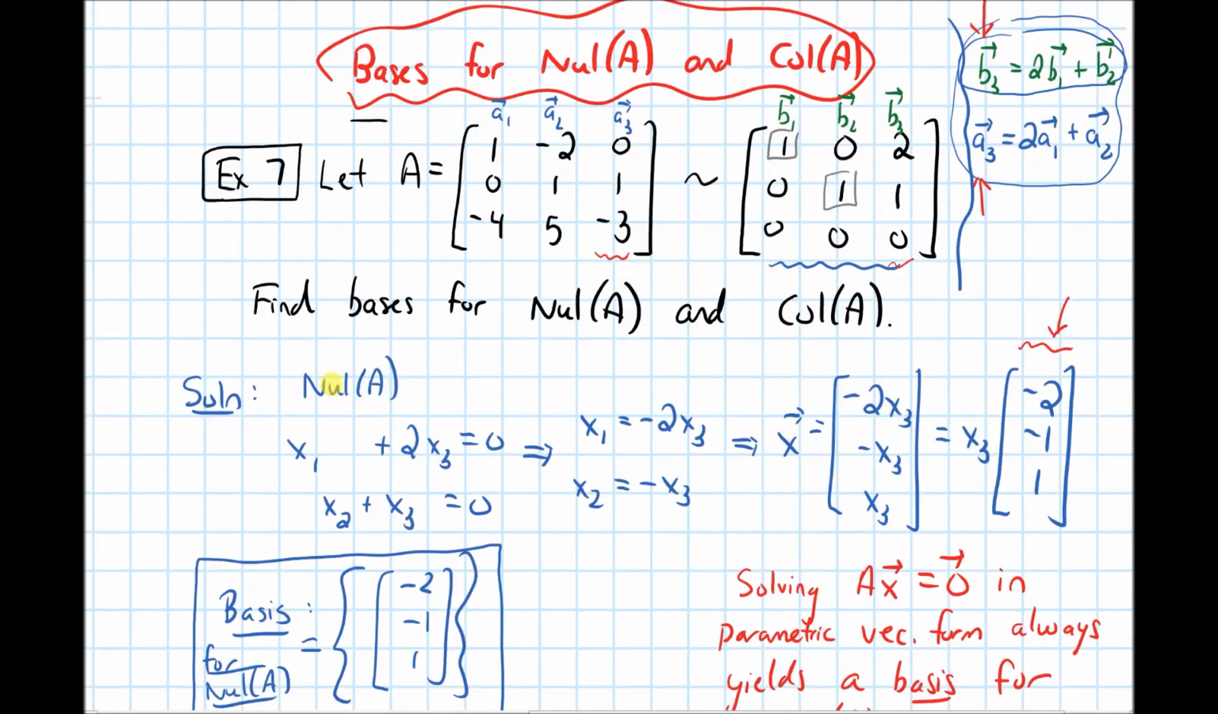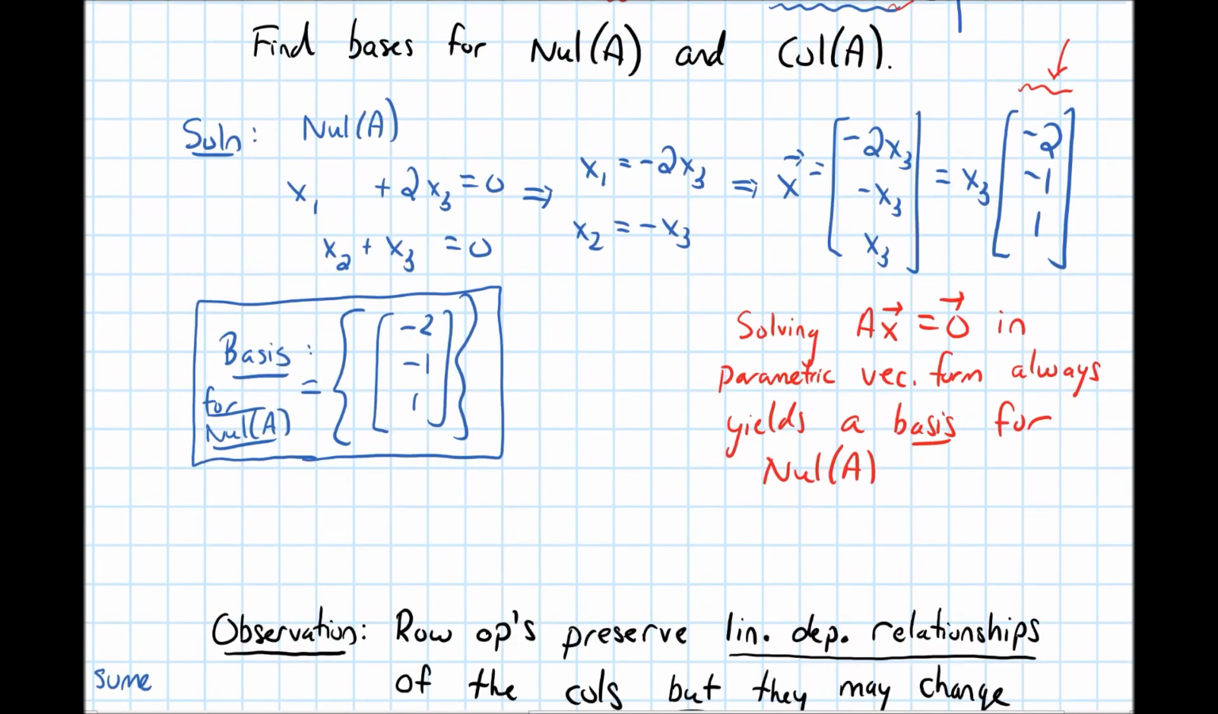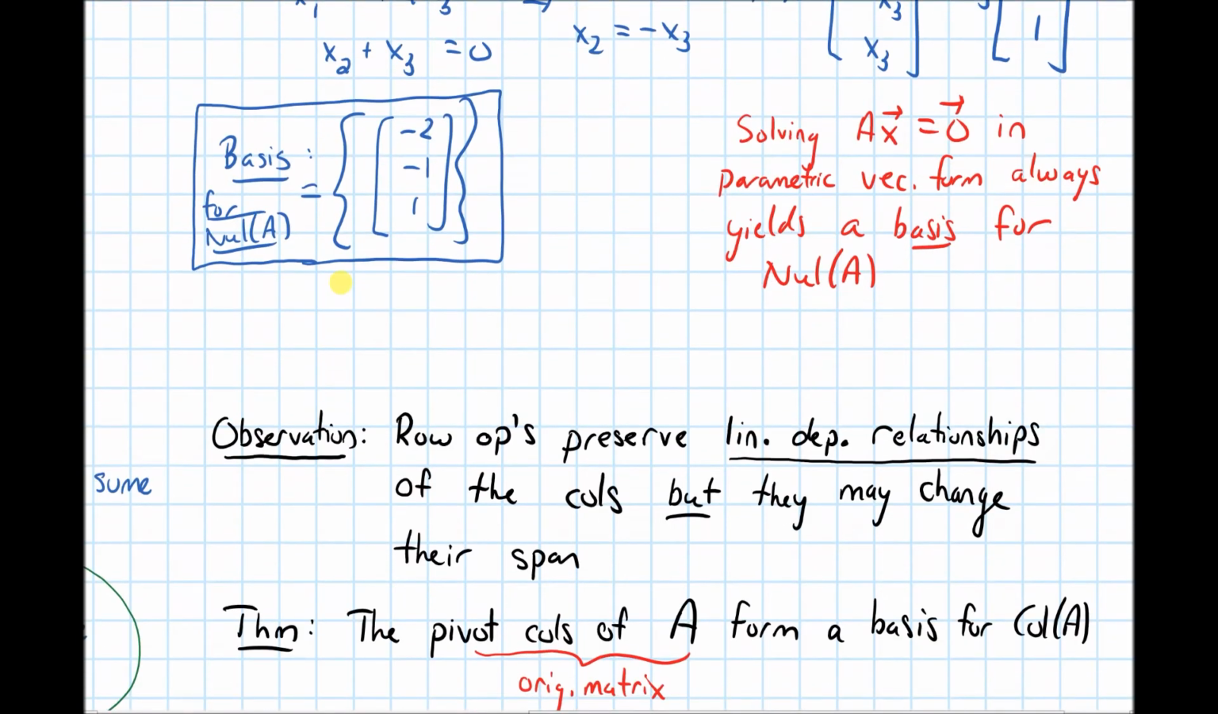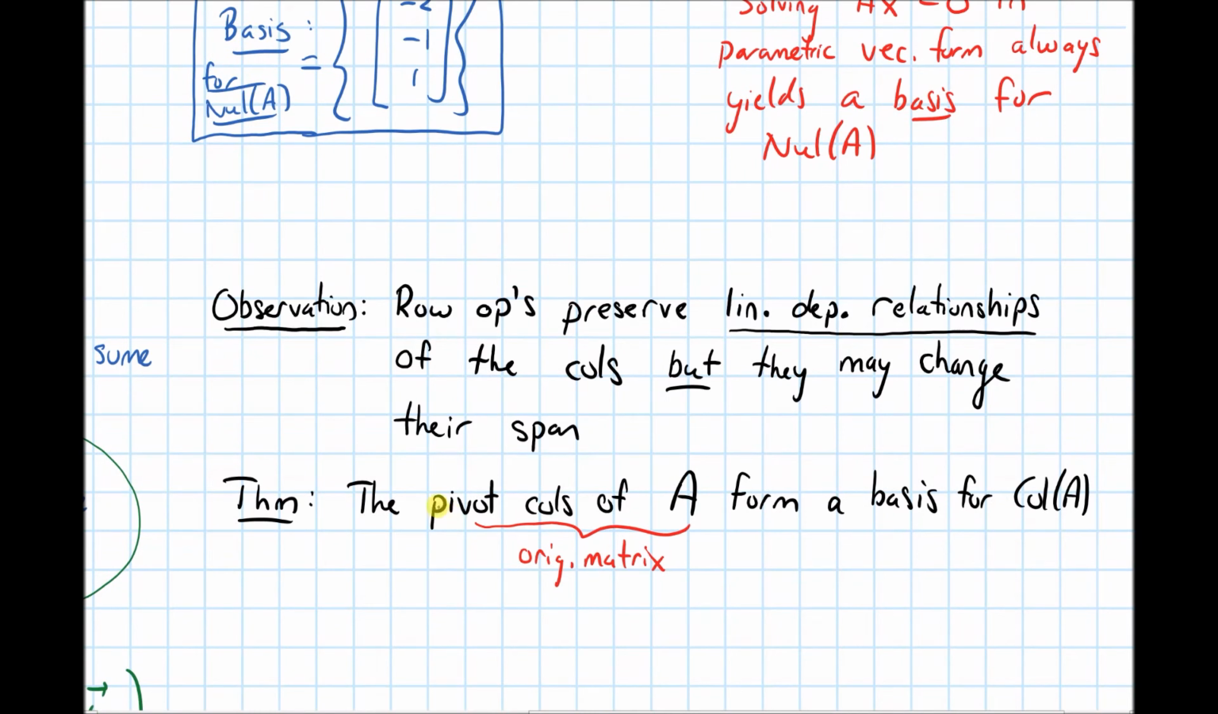So it turns out that if I want a basis for my column space, what I look for is the pivot columns. The pivot columns of A, and it's really important that I'm talking about the original matrix right here, because when I do row operations, the span of the columns might change. So I have to be sure to go back to my original matrix and take the pivot columns in that original matrix when I'm looking for the basis for the column space.